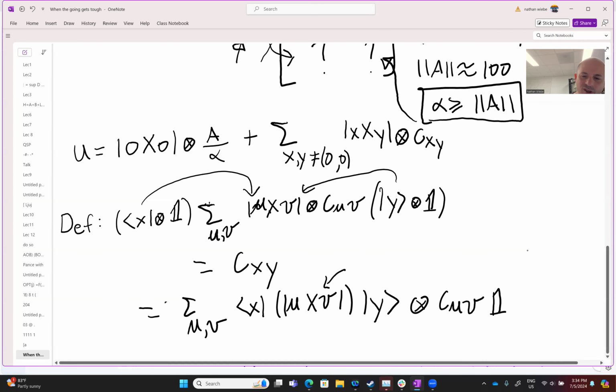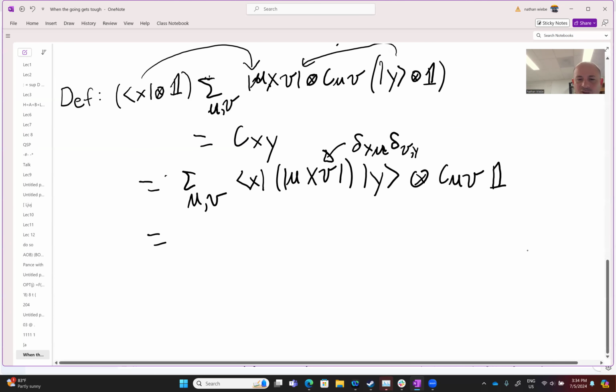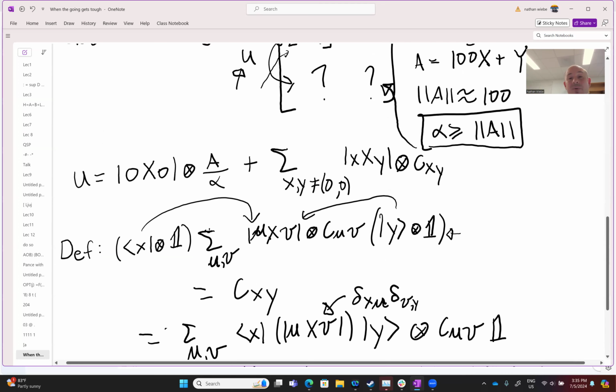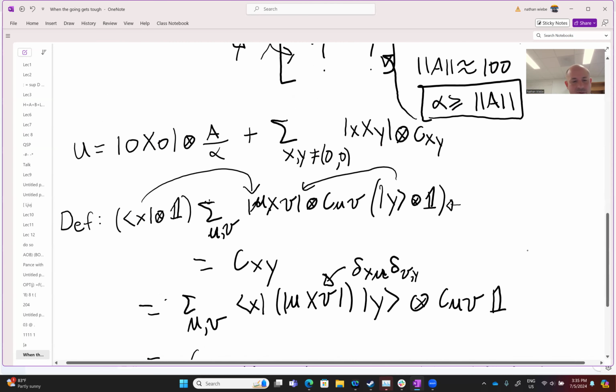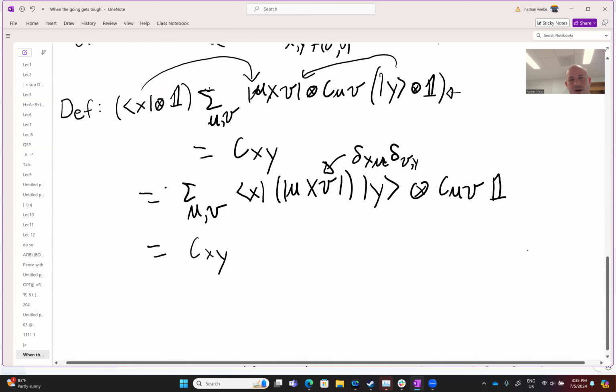And this part over here, you can see obviously is just going to become delta x mu times delta nu y. And so using the properties of Kronecker delta functions, this is just equal to C_xy. So we can use this notation over here to talk about how we can select a particular block to contain the matrix in here. And so by convention, we usually pick the block of interest to be 0, 0.